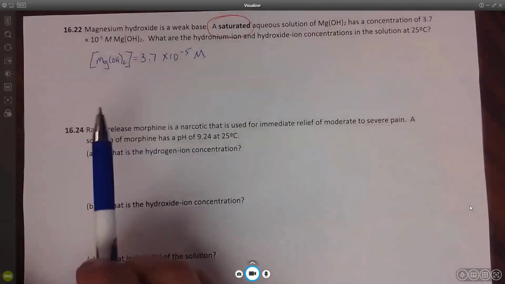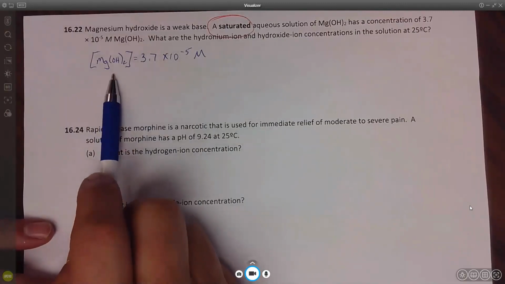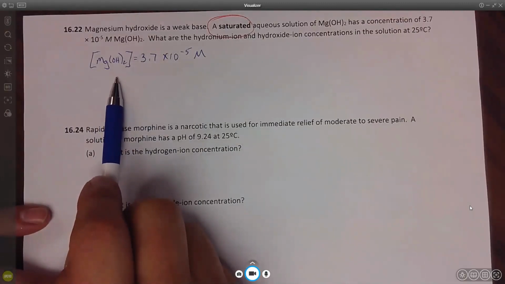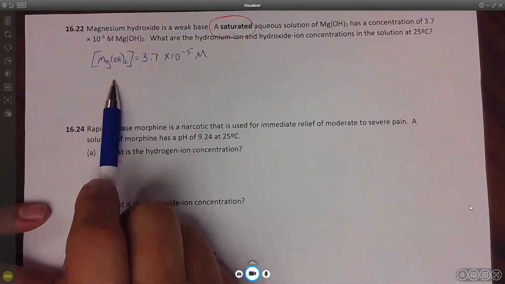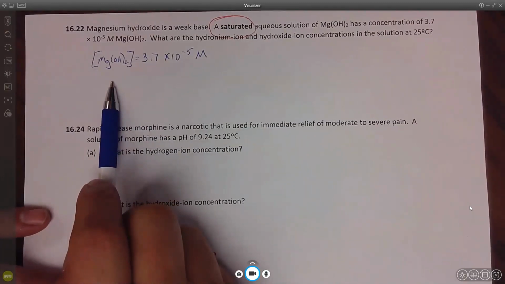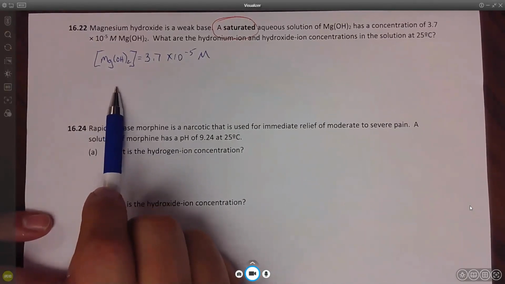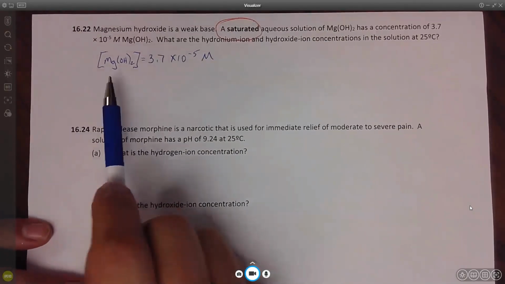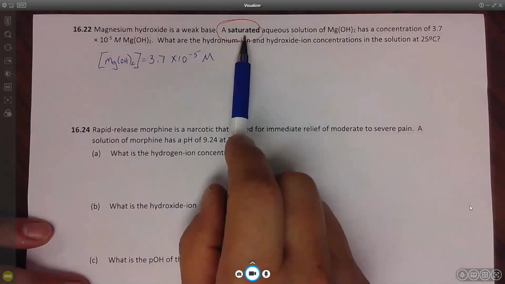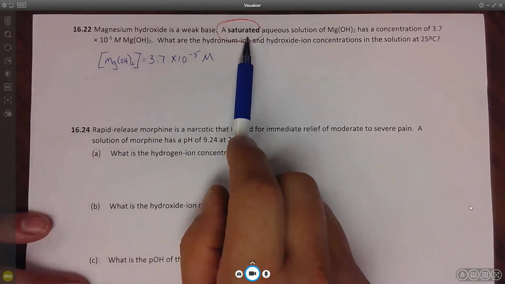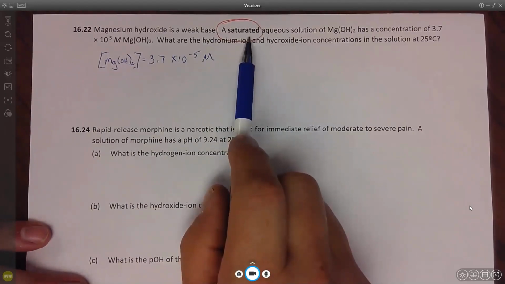Now, the important part here is this term right here, saturated. So magnesium hydroxide, as you already know from rule number 8 of your solubility rules, is a weak base, a weak electrolyte, and it is insoluble in water. So that means only a very small portion of it is going to dissociate. And the term saturated means that everything that will possibly dissociate has dissociated. Okay, you can't dissolve any more of the magnesium hydroxide and have it actually dissolve and dissociate.